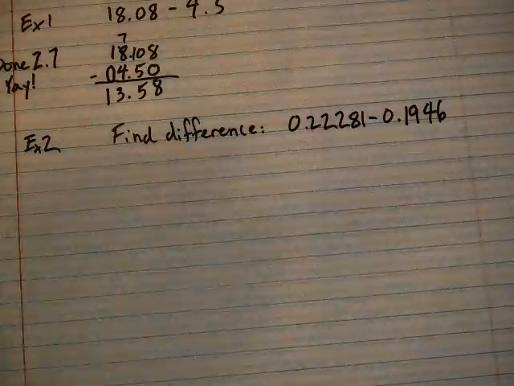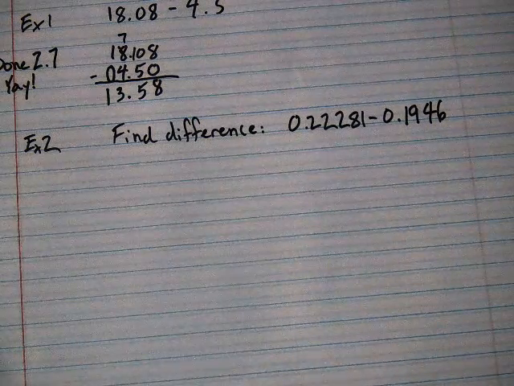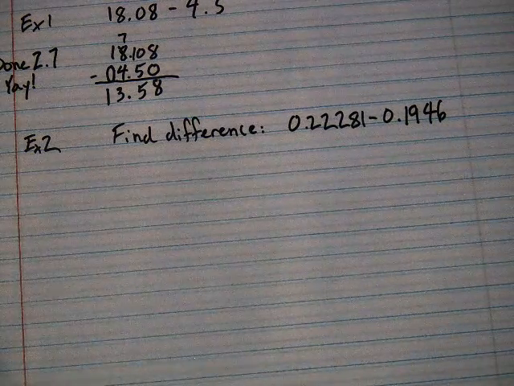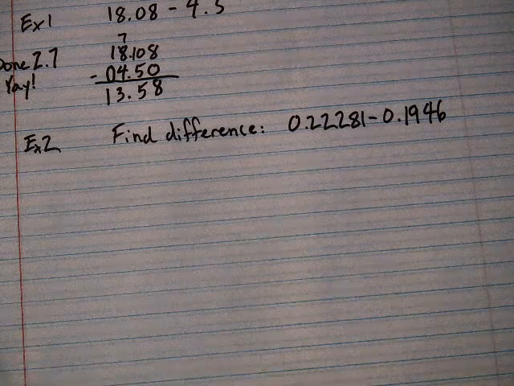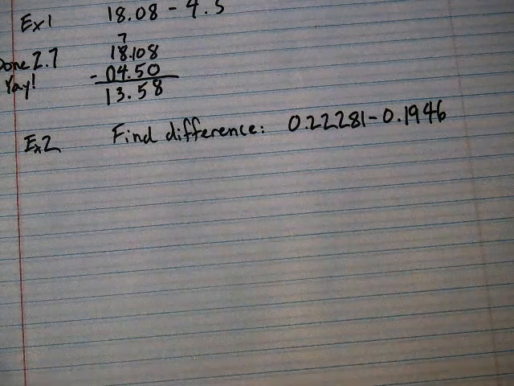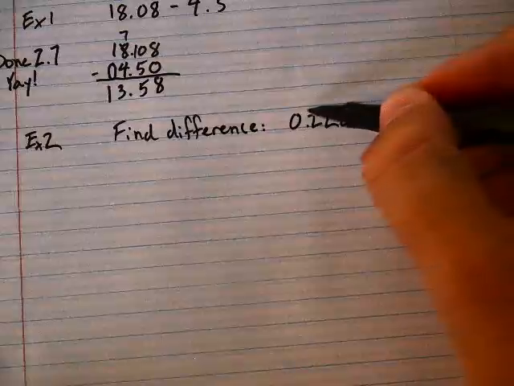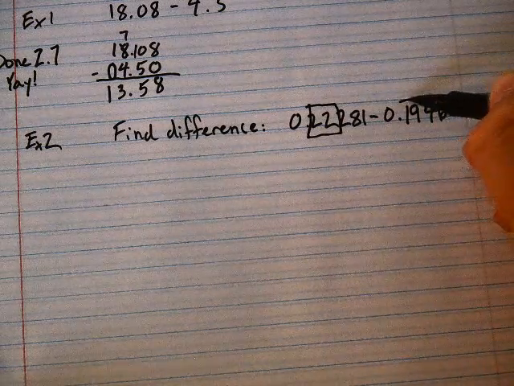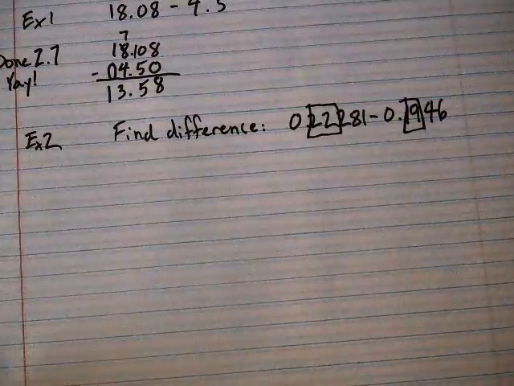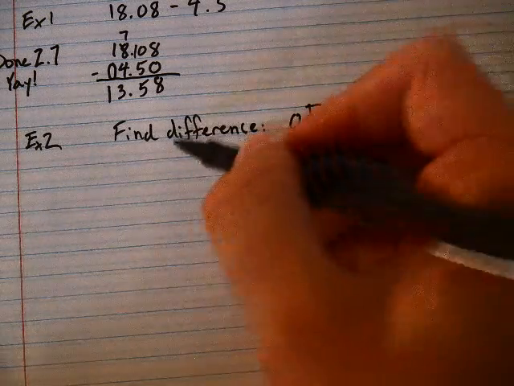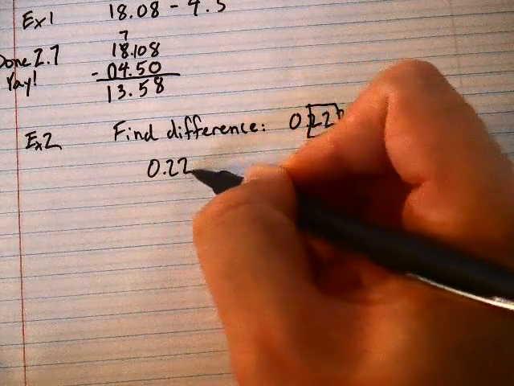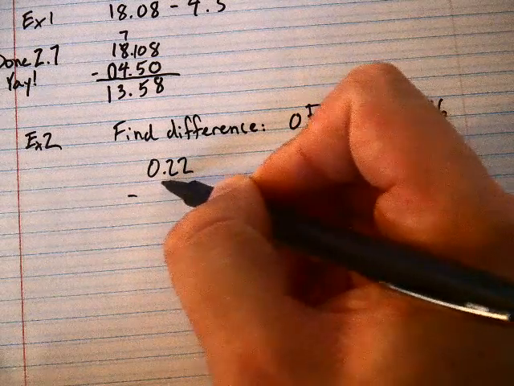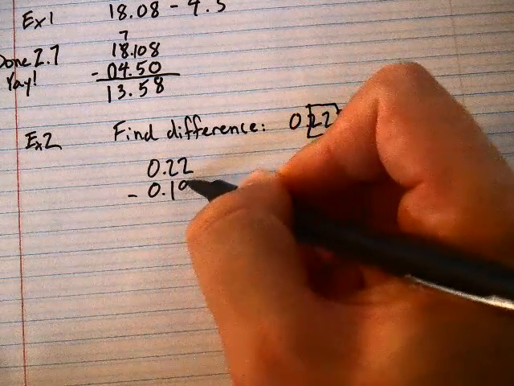Okay? So I have to notice that by seeing that, oh, there are no whole numbers here. The 0 doesn't count. It doesn't give me any information in that spot. So I am going to focus on this part of the number and this part of the number. So I can just say 0.22 minus 0.19.